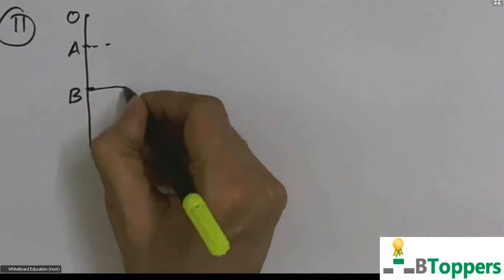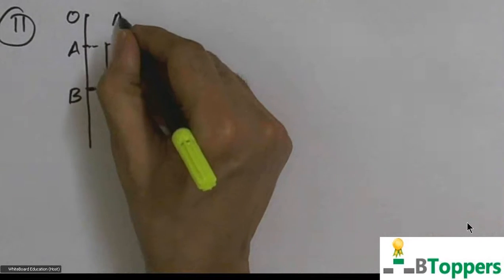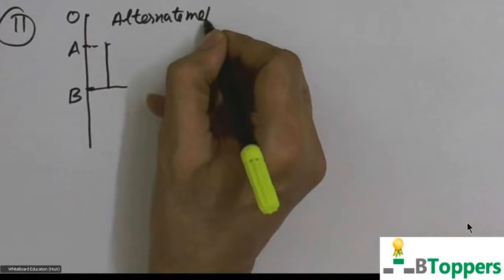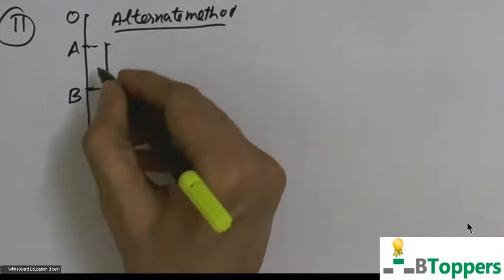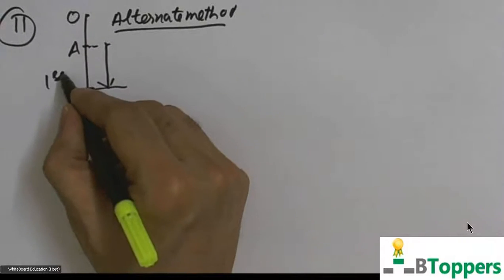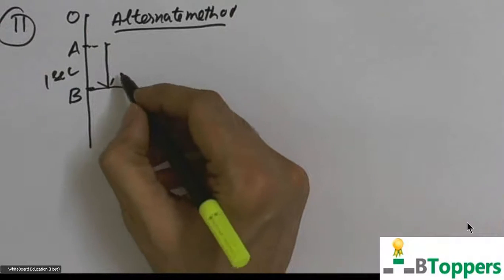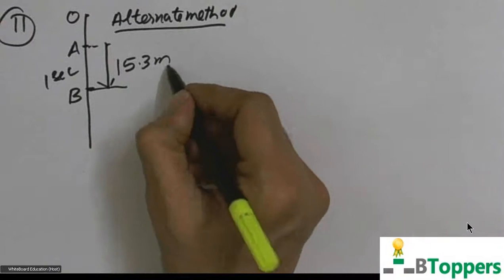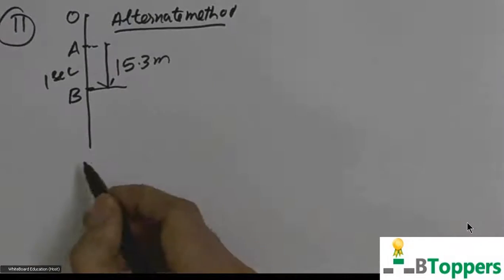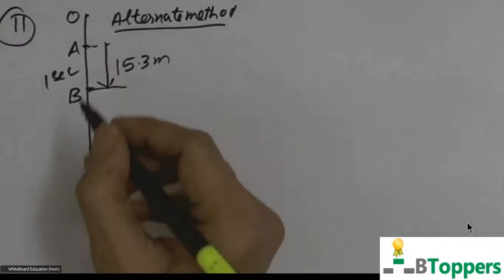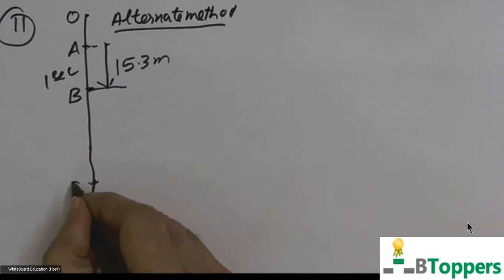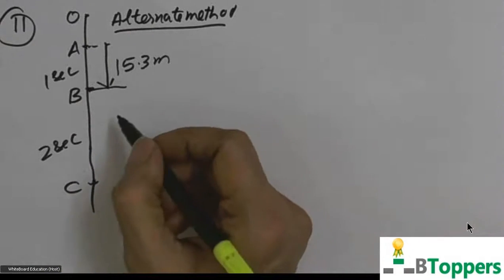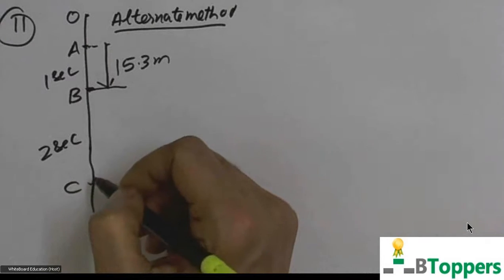Let us suppose the body travels. Again, I am solving the same problem, problem number 11, by an alternate method. Let the body travel from A to B during the particular 1 second interval of time during which it has covered a distance of 15.3 meters. Let the body travel from B to another point C in the next 2 seconds. You are asked to find the distance covered in the next 2 seconds.